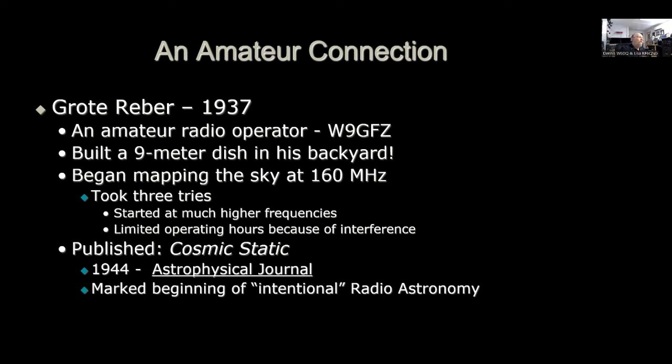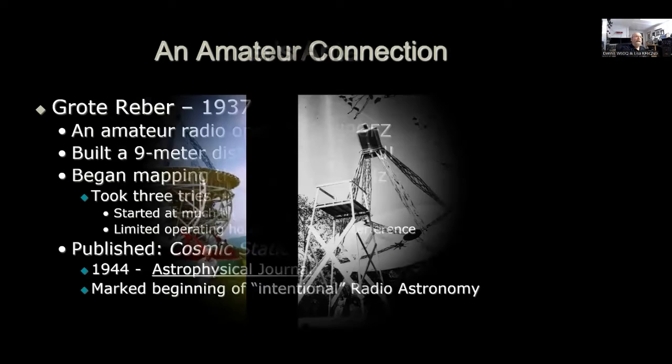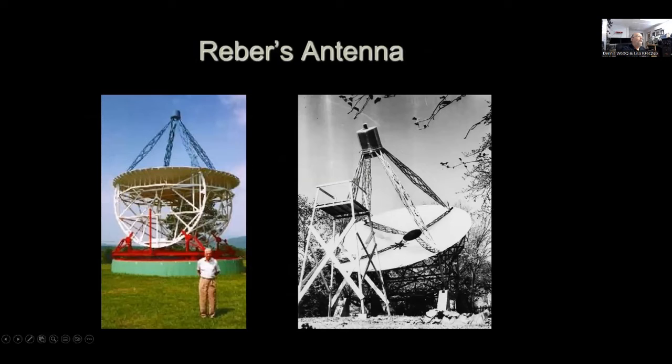So this is Reber, quite a guy. There's his dish in his backyard, the black and white. The photo on the left is the dish that has been relocated and set up as a display at the National Radio Astronomical Observatory out in West Virginia at Green Bank. So that's pretty cool. You can actually go and see that.